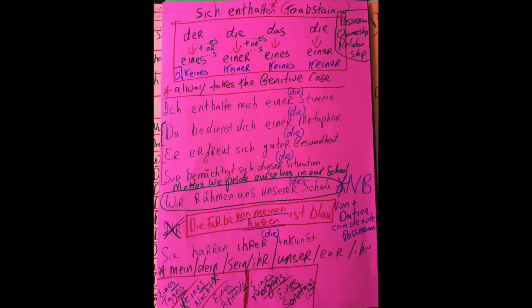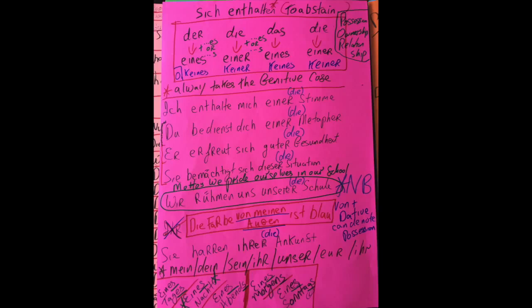Okay, so the example here I have is ich enthalte mich eine Stimme. Okay, so I abstain from giving my opinion, I abstain from giving my vote. Second one, du bedienst dich eine Metaphor. So you're using a metaphor, so you're bringing a metaphor upon yourself to explain something. So again, it's an ideological ownership of something. Du bedienst dich eine Metaphor.